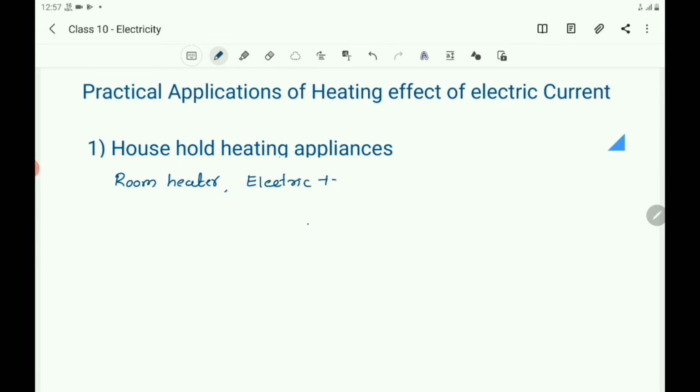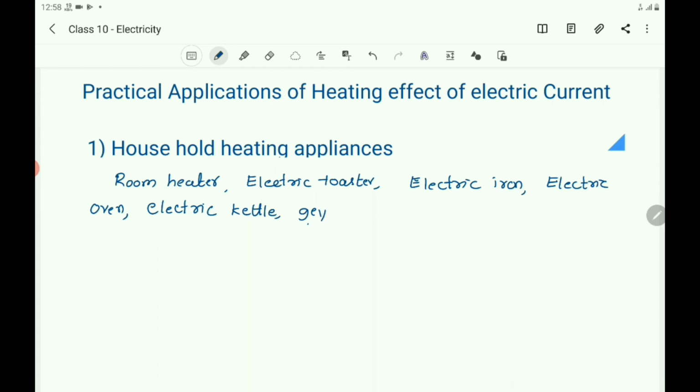electric toaster, electric iron box, electric oven that you can use at home, electric kettle, geyser, etc. The heating element used in these appliances should have high melting point and high resistivity.